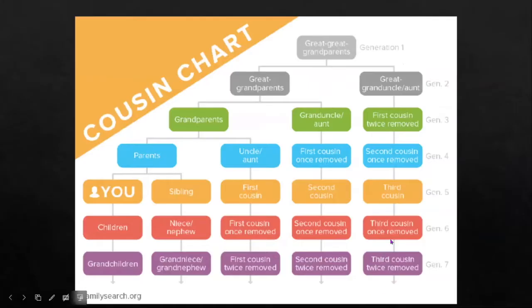So if someone is your third cousin, then the relationship you have with them is through the most recent common ancestor, your great-great-grandparents. For me, that takes me back to the early 1800s, late 1700s. And so I've got a brick wall with my great-great-grandfather on one of my lines.